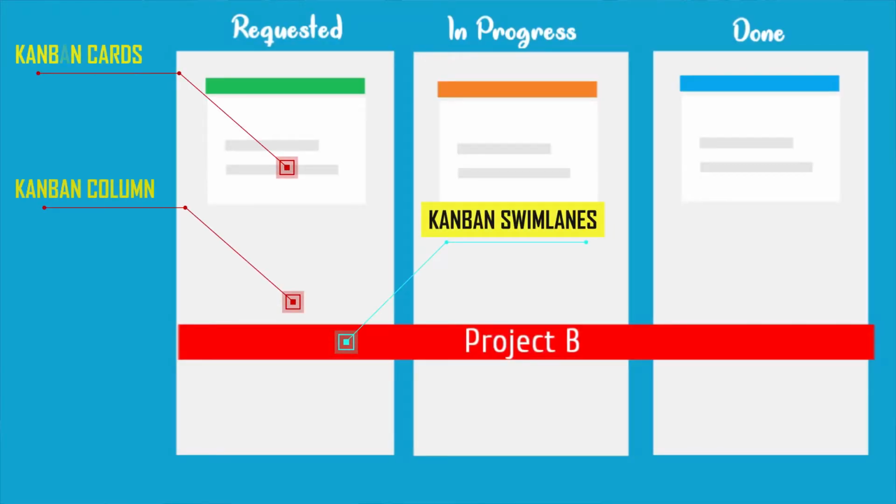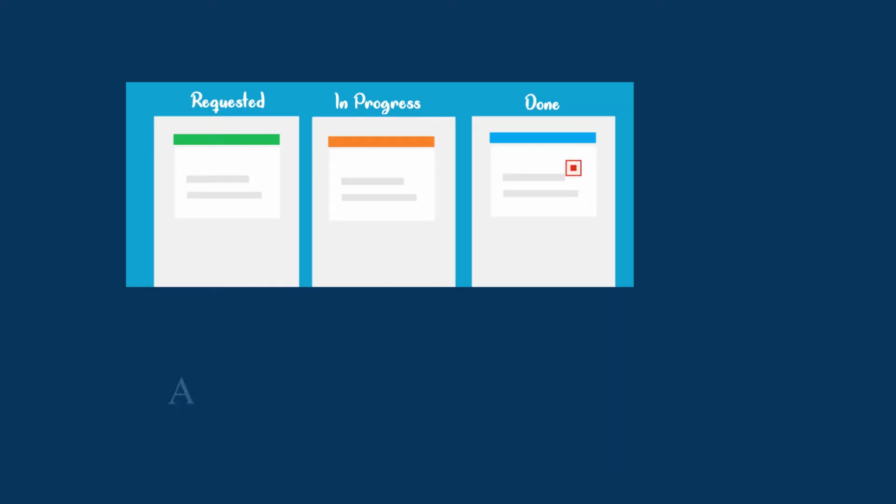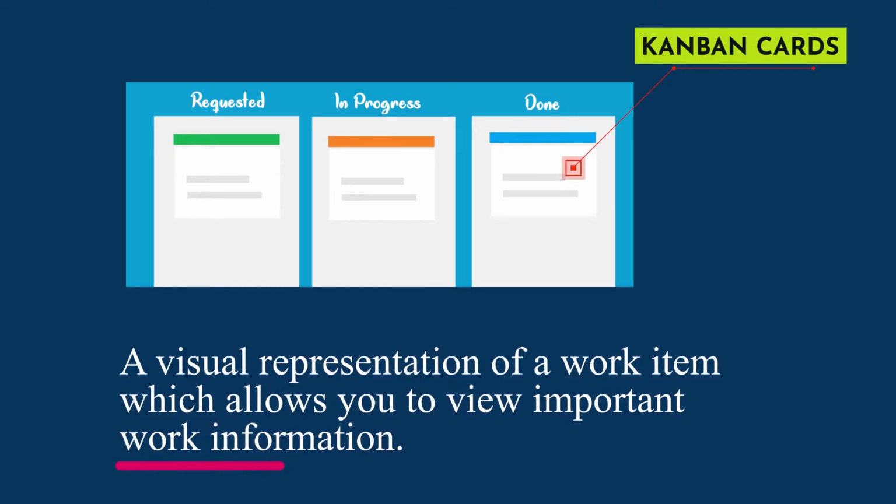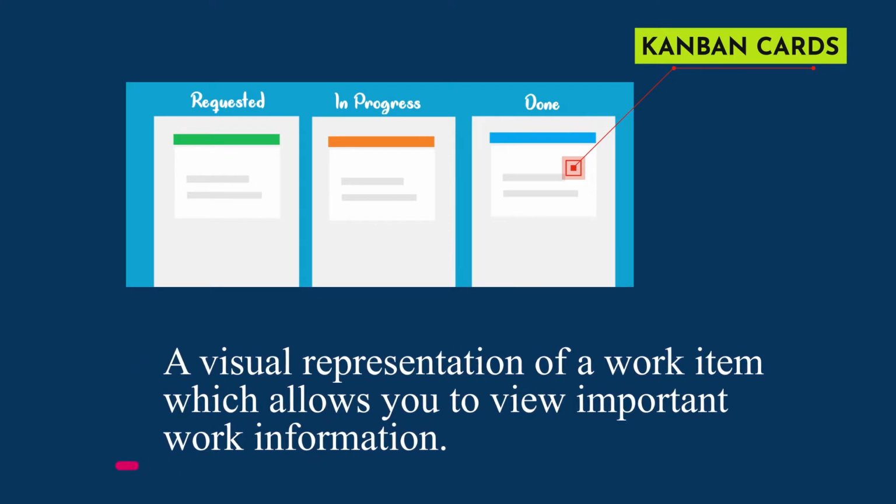The Kanban board has 4 main components, which are the Kanban card, Kanban column, work in progress limits, and the Kanban swim lanes. The Kanban card is a visual representation of a work item which allows you to view important work information. It may contain things like tasks to be done, deadlines, bug reports, links, comments, job descriptions, and I think you get the gist.